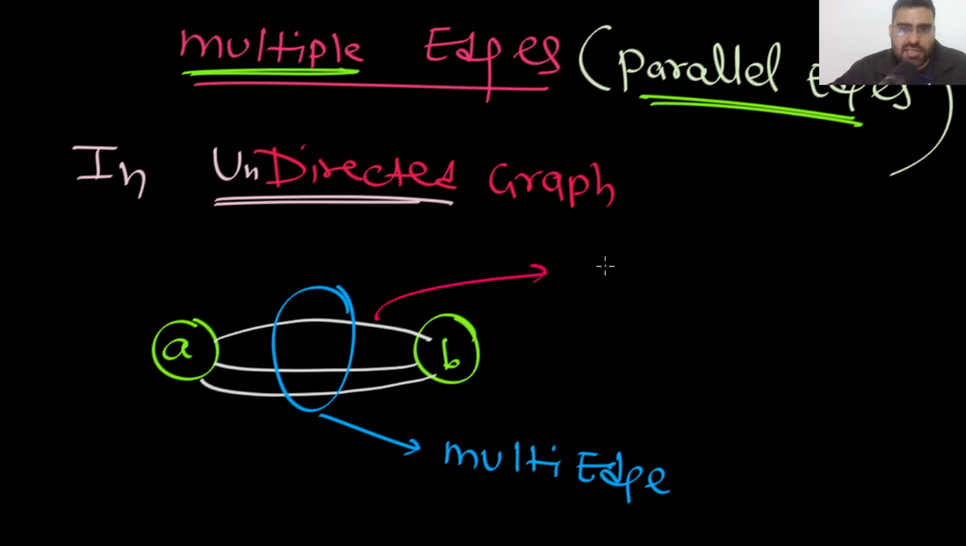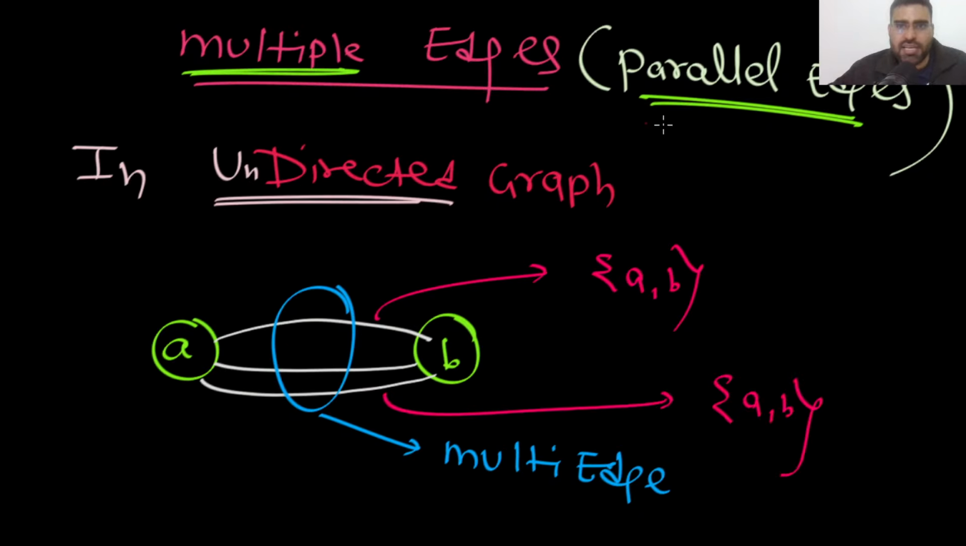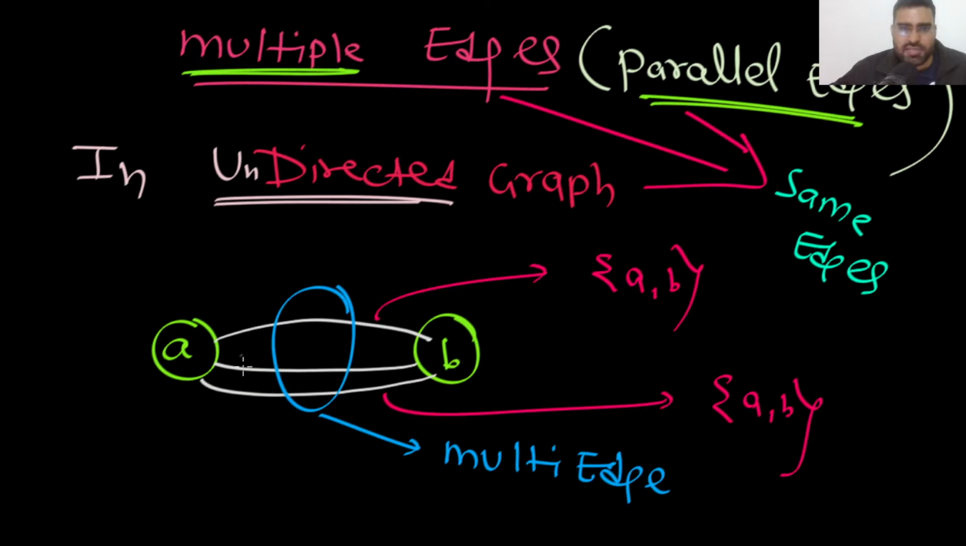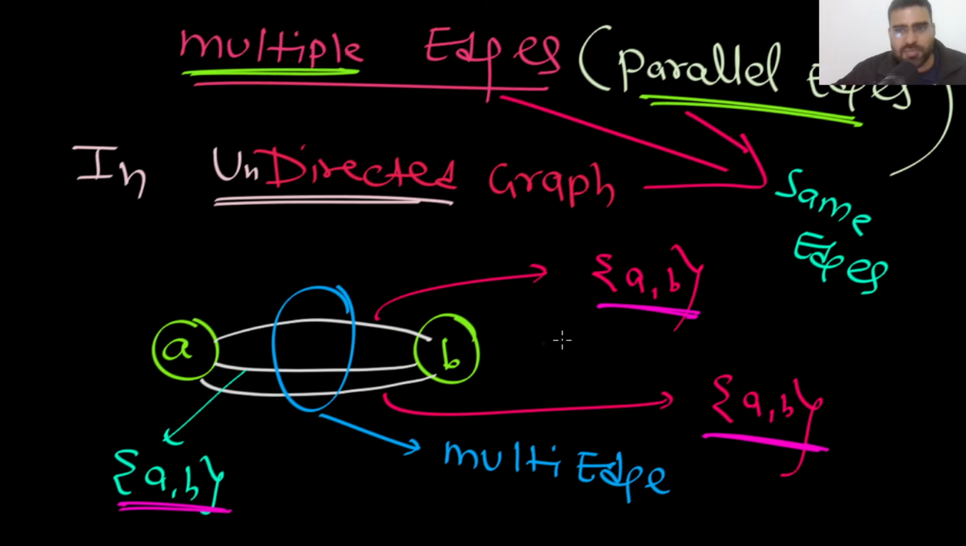For example, this edge is also AB. This edge is also between AB. This edge is also between AB. So these are the same edges. Between two vertices, between A comma B, these three edges, if you look, are the same edges. So multiple edges means same edges. These are called multiple edges, or parallel edges, or multi-edge.